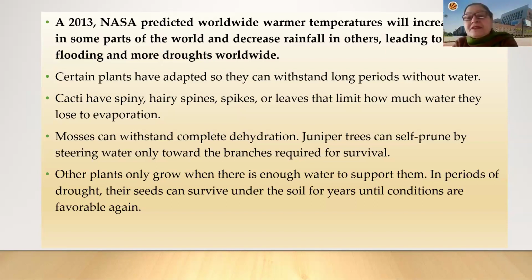Juniper trees can self-prune themselves and steer the water towards the branches required for survival. So the plants are adapted to the conditions of drought. Other plants only grow when there is enough water to support them. In periods of drought, you also know that the seeds become dormant under the dry conditions. And whenever they get the favorable conditions again, they start growing.